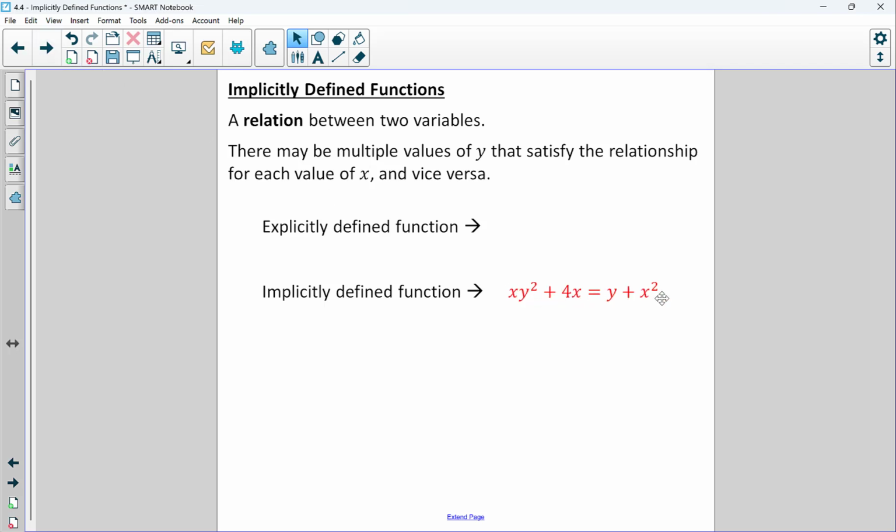Consider this one right here. We have an implicitly defined function. If I go to try to solve for y, I've got y squared right here, I've got y right here. I'll tell you right now, there is no algebraic way in order to get y by itself in this equation. Likewise, there is no algebraic way to get x by itself in this equation.